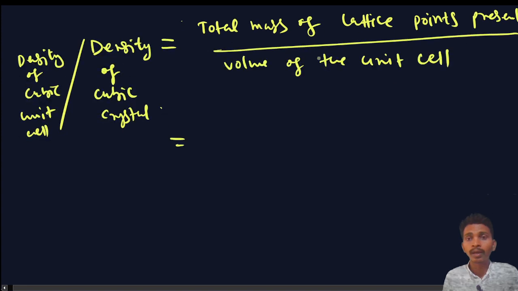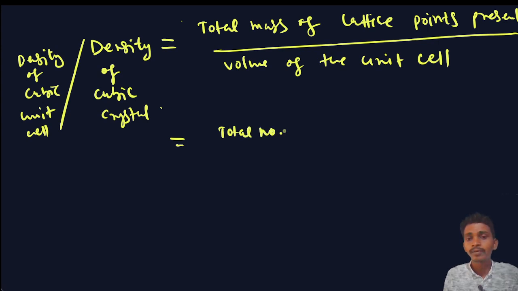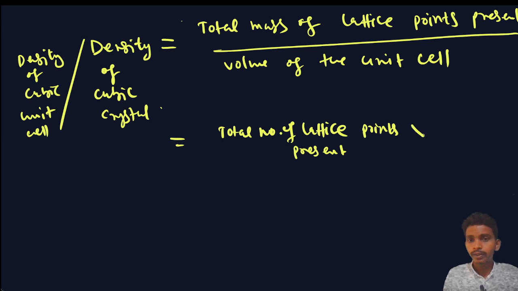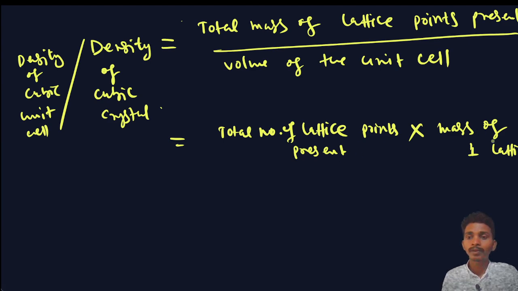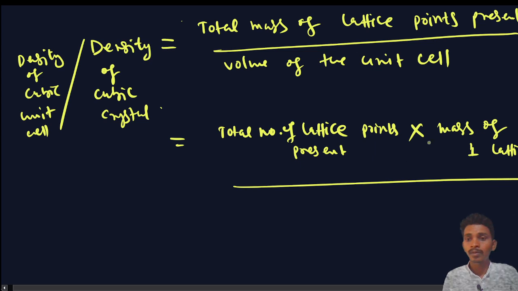Okay, so for total mass, I will say the total number of lattice points present into the mass of one unit cell, so one lattice point. Is it fine? Because this one I can write like this: the total number of lattice points present upon the mass of one unit cell, one lattice point.